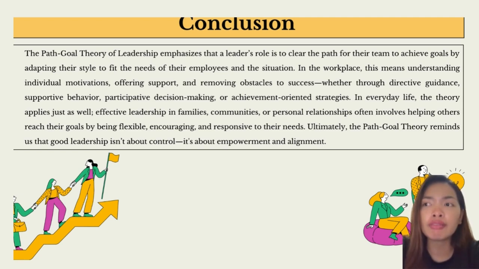In everyday life, the theory applies just as well. Effective leadership in families, communities, or personal relationships often involves helping others to achieve their goals by being flexible, encouraging, and responsive to their needs. Ultimately, the path-goal theory reminds us that good leadership isn't about control. It's about empowerment and alignment.